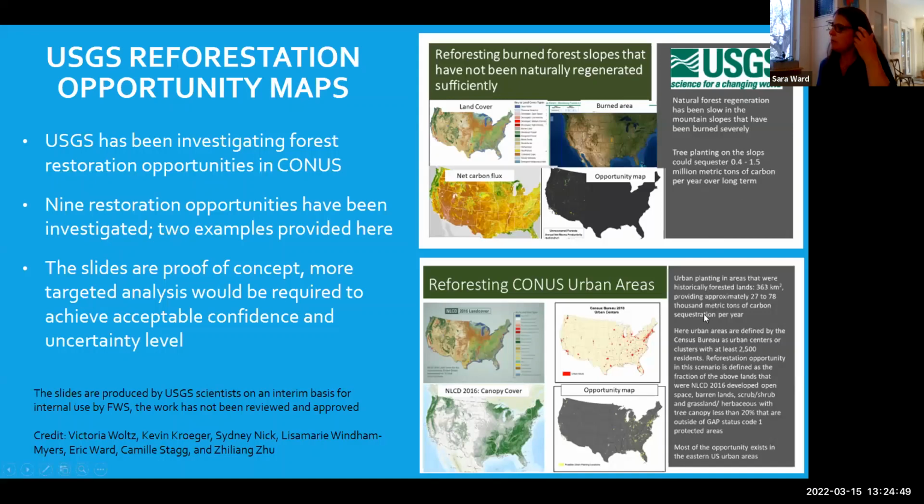The other example provided by USGS is reforesting urban areas. So what they've done is taken a look at urban areas to basically see where there are tree and canopy deserts, and urban planting in areas that were historically forested constitutes a pretty large opportunity for carbon sequestration. But there are also concurrent societal benefits, because everywhere there are these tree deserts, there are higher temperatures and higher health risks as well. So it's really an opportunity to bring societal benefit back into these areas as well.